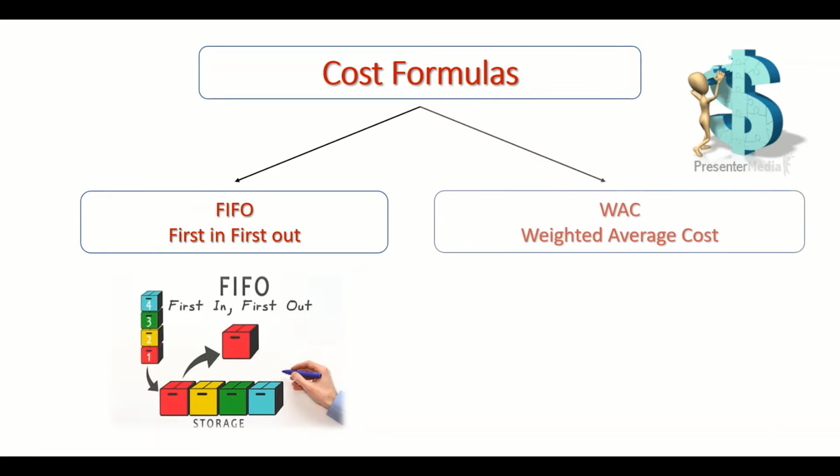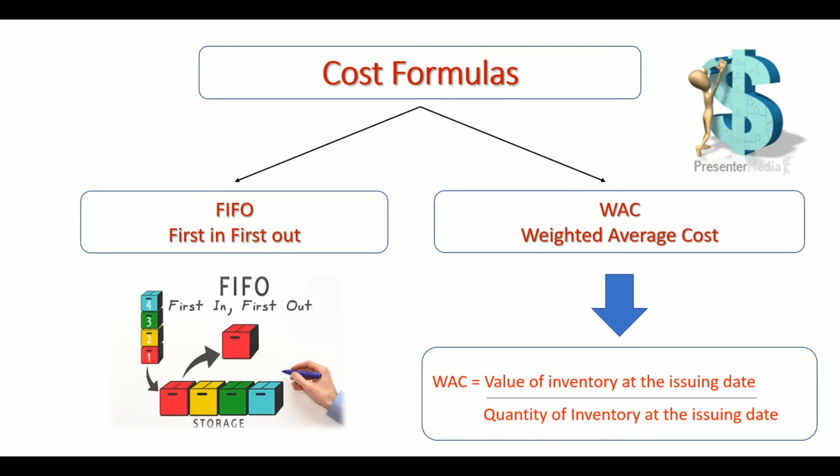Next one is the weighted average cost method. Simply, this method tells us that the weighted average cost of inventories must be recognized as the cost during a sale.